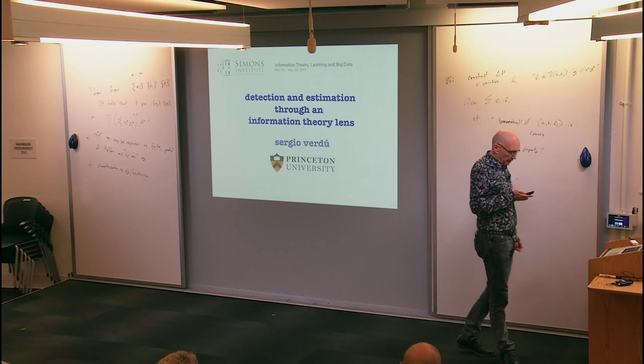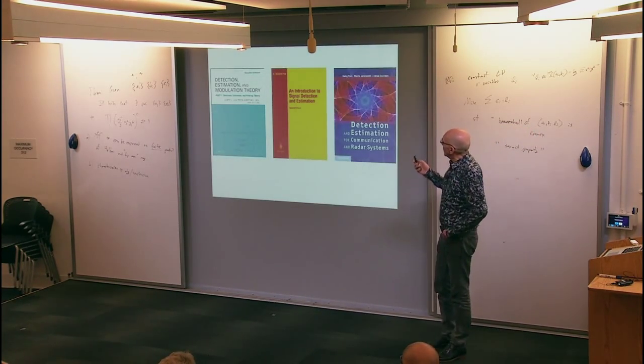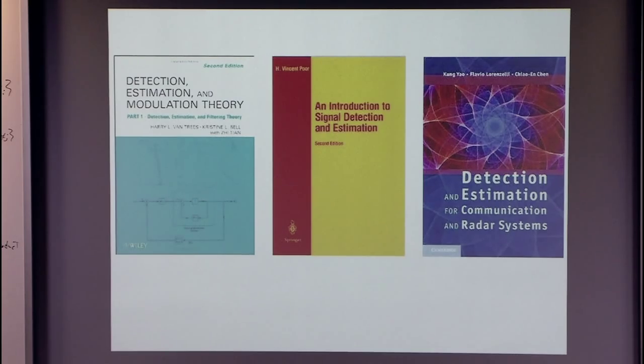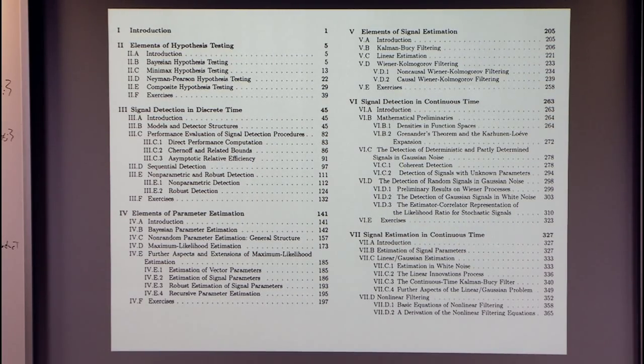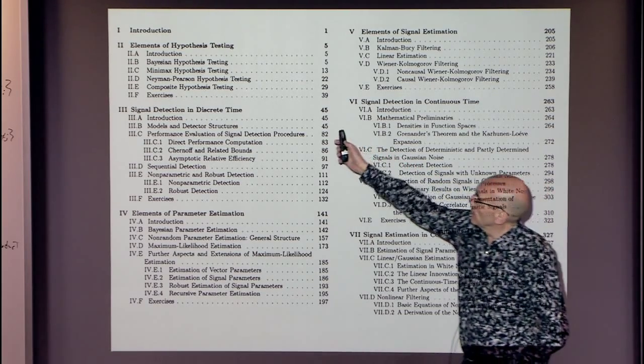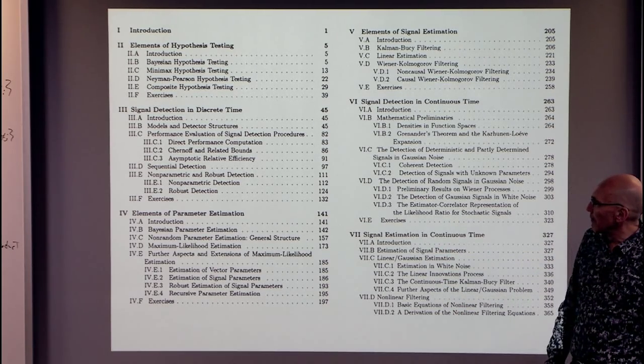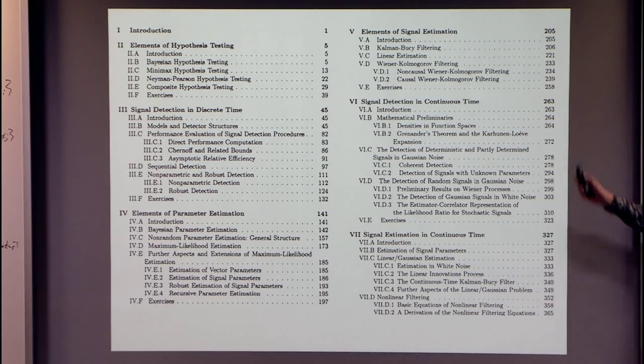The statistical inference part. If you look at the typical courses on detection and estimation, they use this kind of book. And if you look at the table of contents, you find elements of hypothesis testing. The matched filter plays a very important role. Cramér-Rao, and then Wiener and Kalman play a very important role, and also continuous time. It's actually very interesting because there is really no information theory in any of these standard courses.